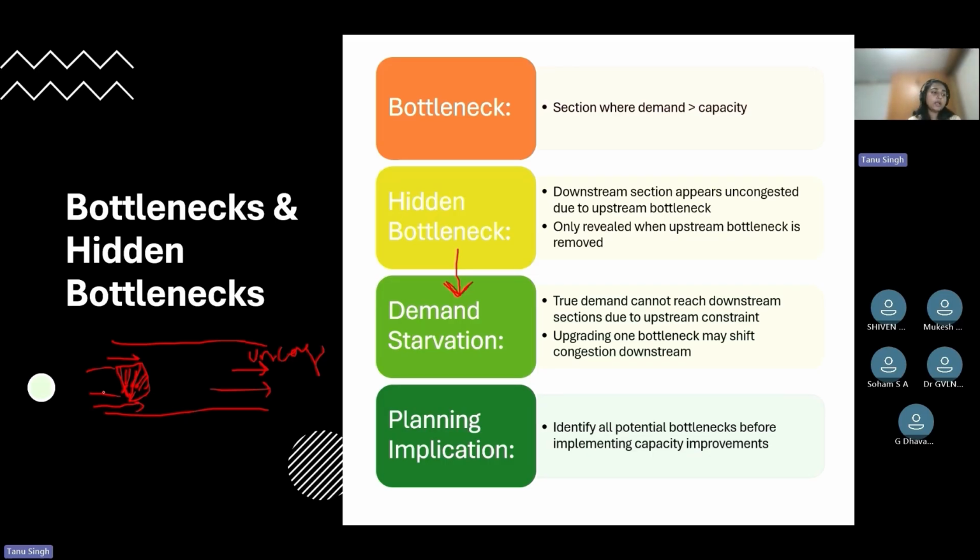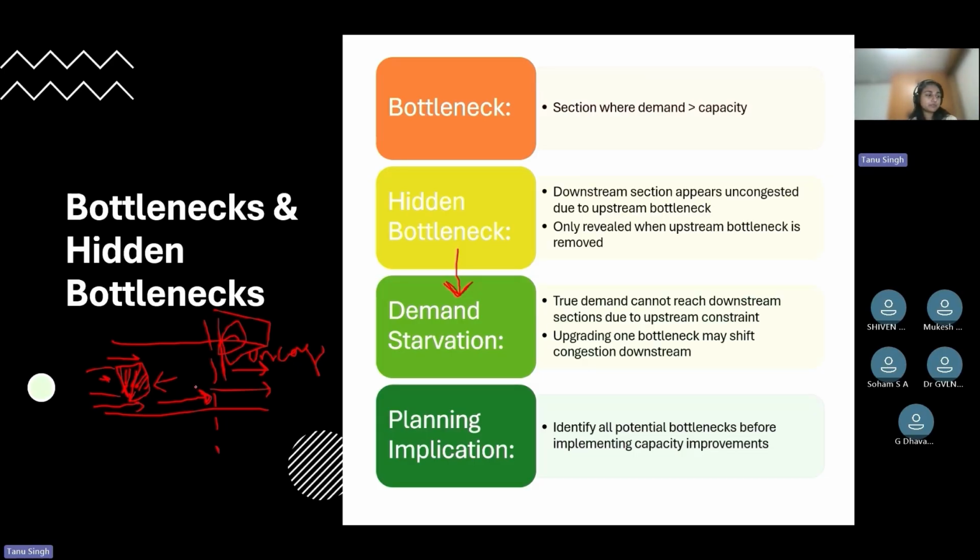Comprehensive analysis is required to identify potential points. If, for example, we remove the bottleneck from here, if we clear this road, then we will see that this road condition is now congested, because initially it was free, but as we clear this bottleneck, it has been reduced to the condition where this section is congested. So we have to identify all potential bottlenecks before implementing capacity improvements.